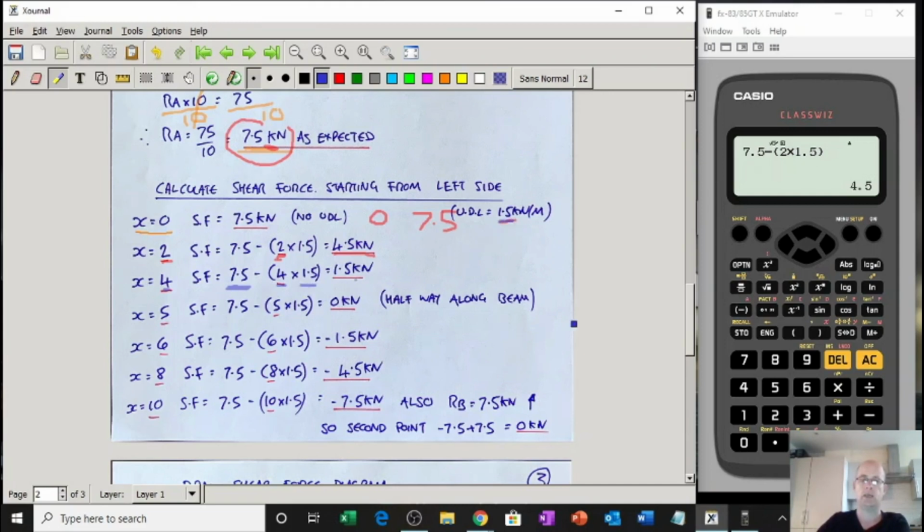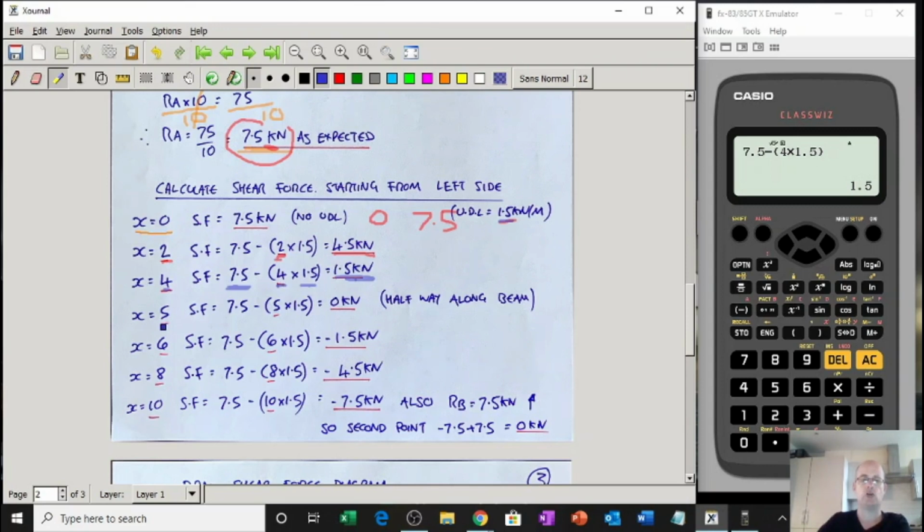Don't forget the kilonewtons. So in your calculator, do 7.5, take away 4 times by 1.5. Close the bracket, press equals, 1.5 kilonewtons. So at x equals 4, I've got a shear force of 1.5 kilonewtons. So nice and easy. 4 meters, 4 meters. Look, there's a trend, 2, 2, 4, 4.